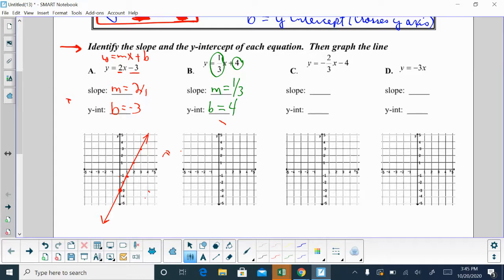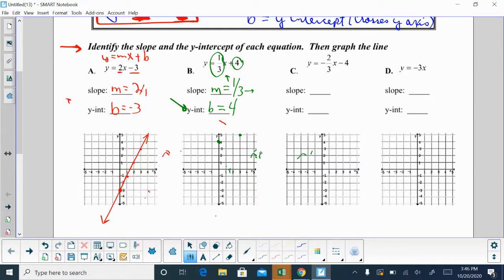Now to graph it, think about, again, what is the y-intercept? That's where my line crosses the y-axis. That would be this point right here, where my line crosses the y-axis. And now from this point, my rate of change says that I go up 1 as I run 3. So from the first point, I go up 1 and over 3. 1, 2, 3. It takes 2 points to make a line. I have that. Let's connect the dots.